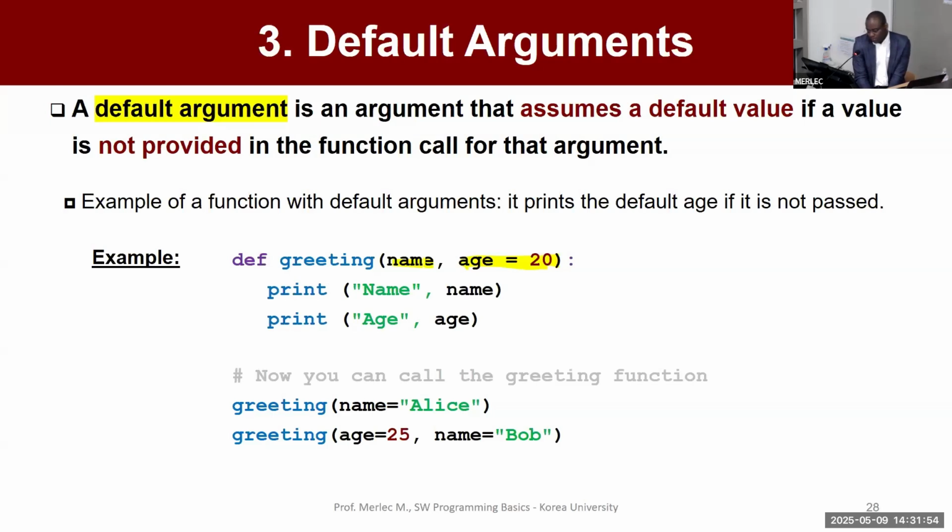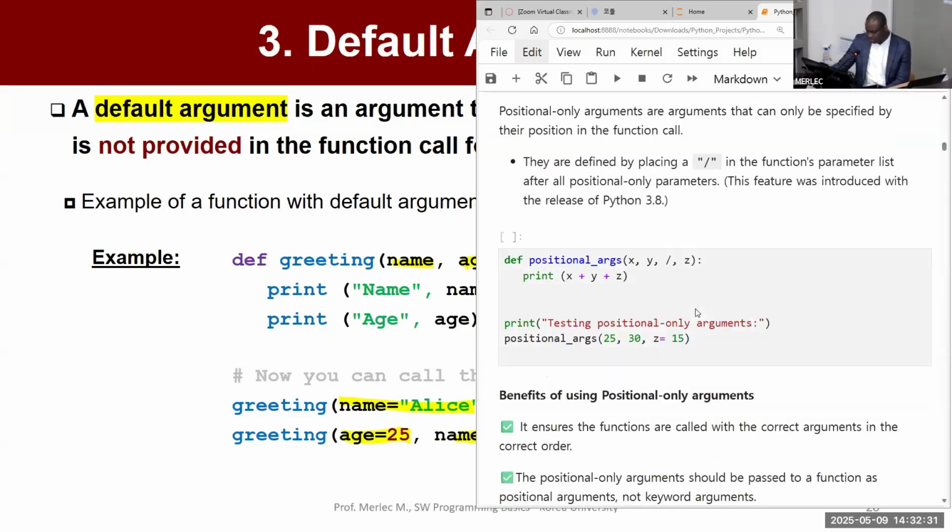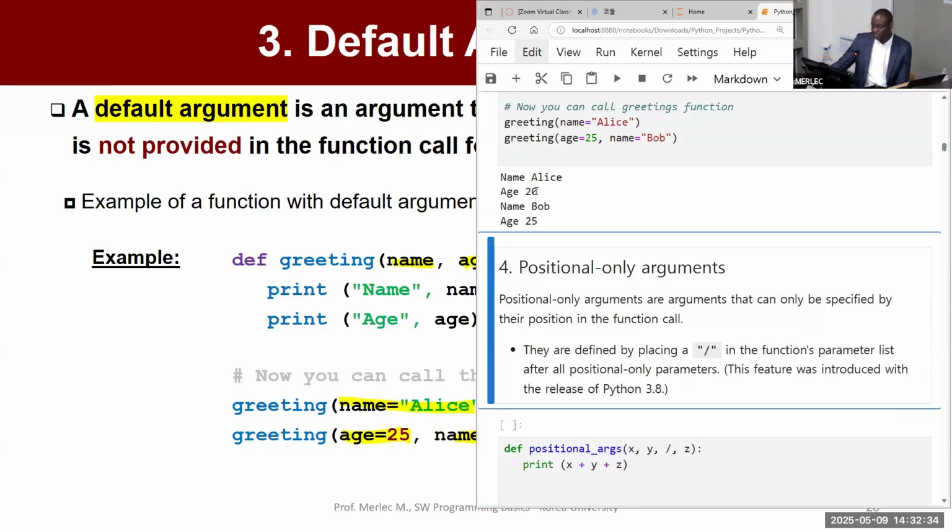But for the age, I can provide the value or not, in case the value does not fit the default value. Like here in the second call, I provide 25. That means Bob does not have 20 as age. Bob has 25. That's why for Alice, which matches the default value, I just call the function by providing only the name. Here, when I call, you will see for Alice, it will show Alice 20, and then for Bob, it will show Bob 25.